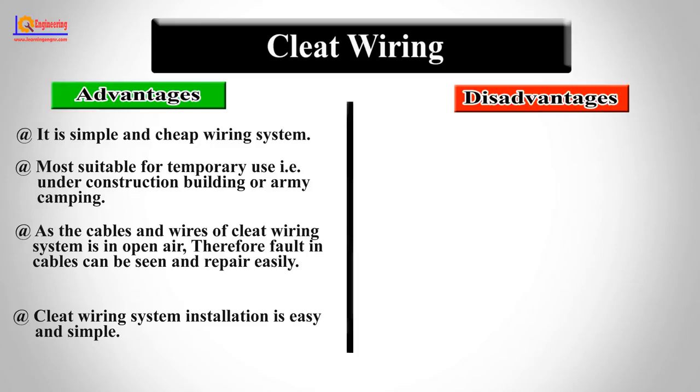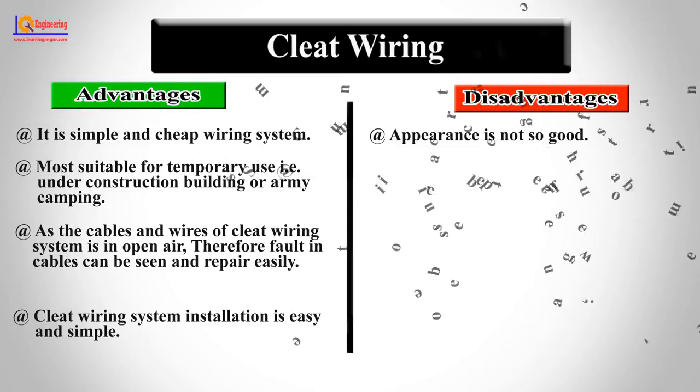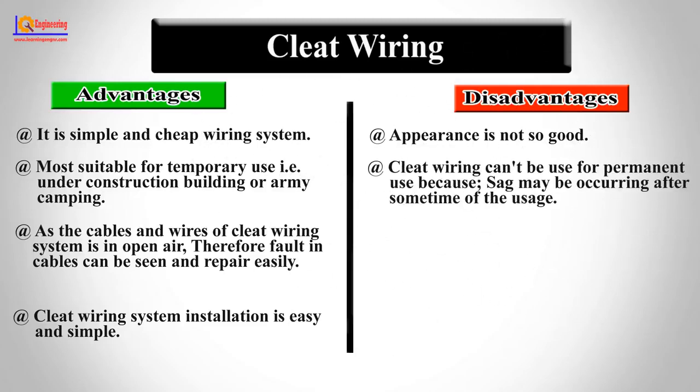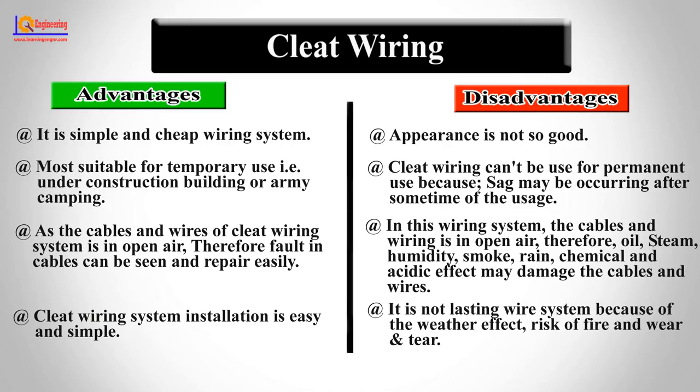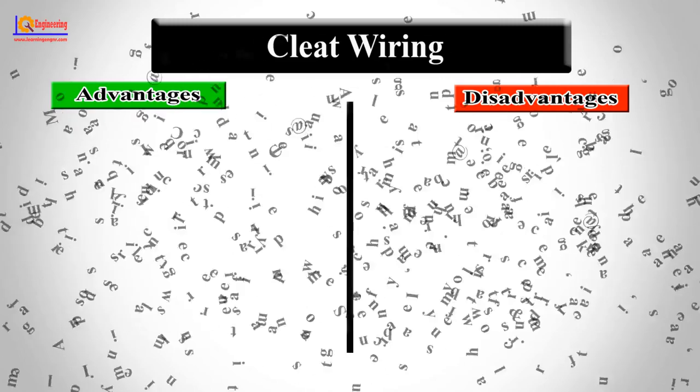Some disadvantages of cleat wiring. Appearance is not so good. Cleat wiring can't be used for permanent use because sag may occur after some time of usage. In this wiring system, the cables and wiring are in open air, therefore oil, steam, humidity, smoke, rain, chemical and acidic effects may damage the cables and wires. It is not a lasting wiring system because of the weather effect, risk of fire and wear and tear.